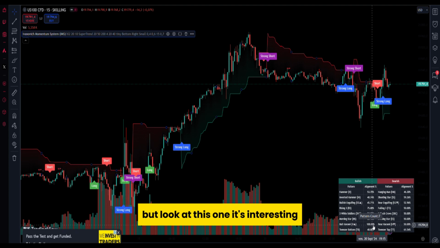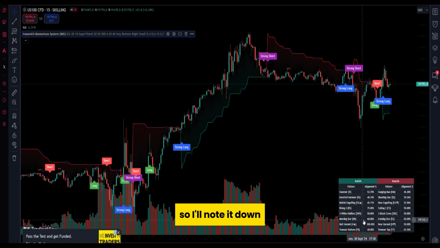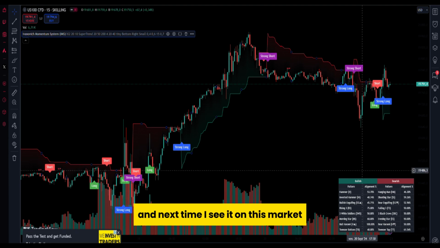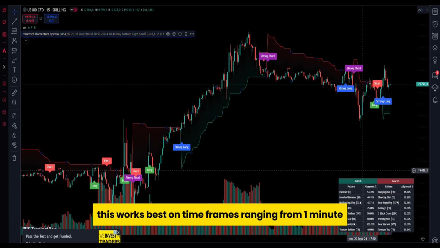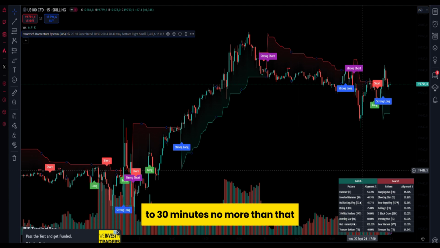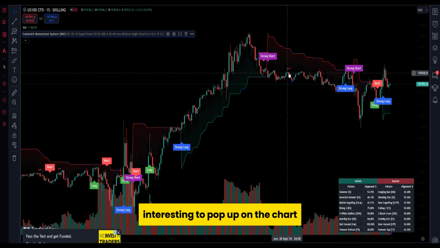You look at it, and maybe you're thinking, not really something I'd go for. But look at this one. It's interesting, so I'll note it down. And next time I see it on this market, I'll know to go ahead and take the trade. Now, this works best on time frames ranging from 1 minute to 30 minutes. No more than that. Otherwise, you might not get enough data, or you might wait too long for something interesting to pop up on the chart.